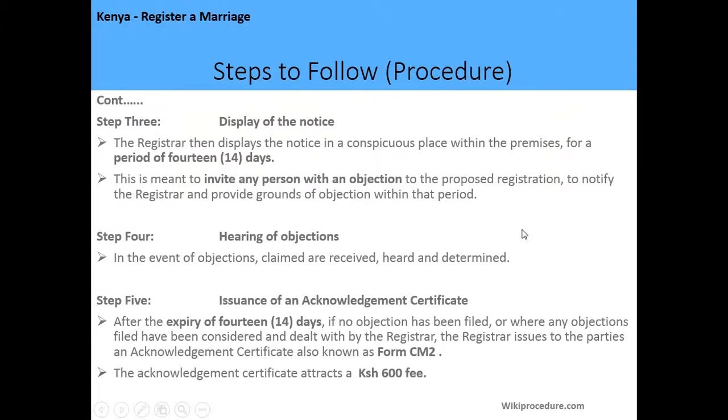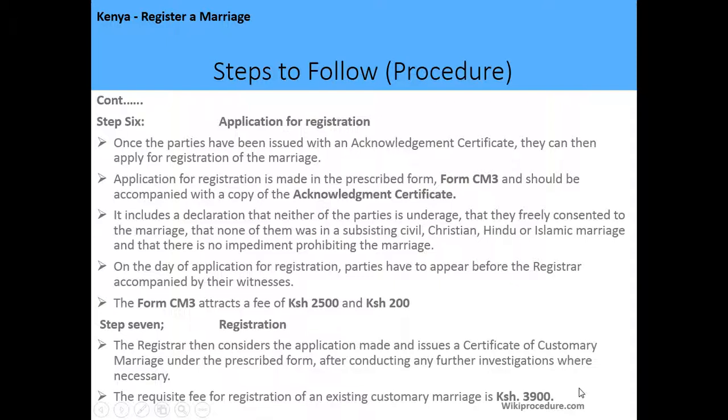So if there are no objections, or after the claims have been heard and determined, the 5th step is the issuance of the acknowledgement certificate. After the 14 days, if no objection has been filed, or where objections have been filed and considered and dealt with, the registrar issues the parties with the acknowledgement certificate known as Form CM2, which attracts a fee of 600 shillings. Step 6 is the application for registration.